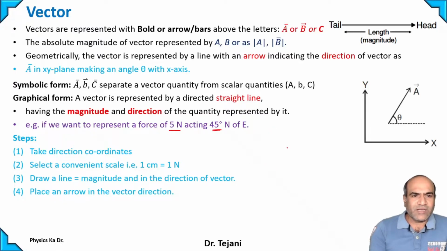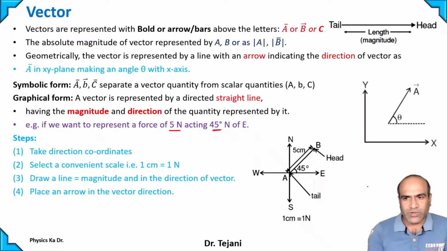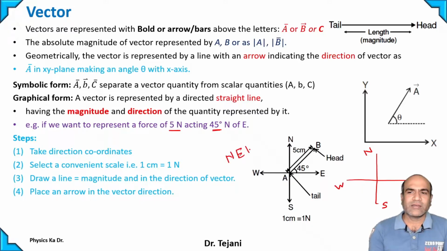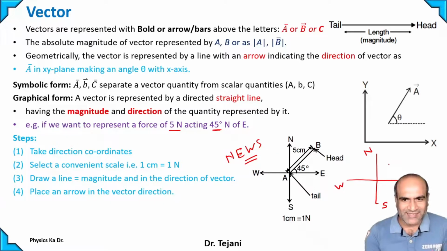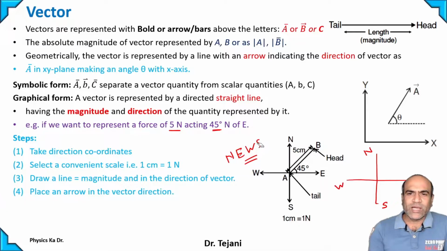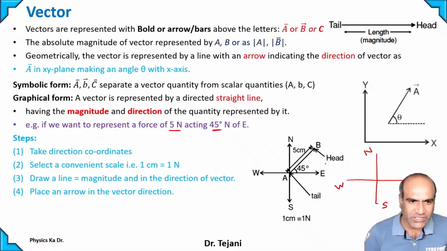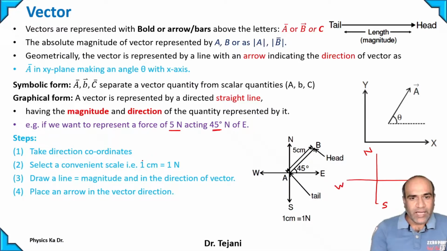First, we need to understand direction coordinates. For example, if we draw a direction coordinate system x, y, with NEWS mentioned, this is the direction coordinate. We need some reference to show a vector. Then we need to have a scale.